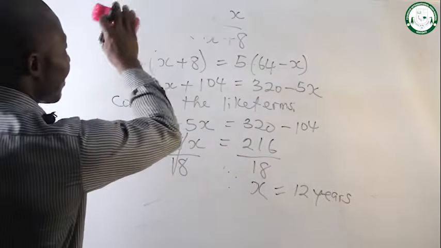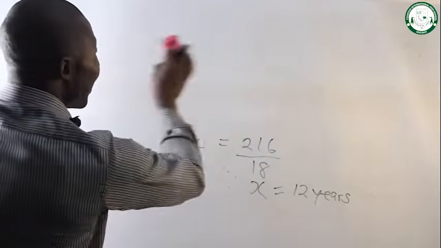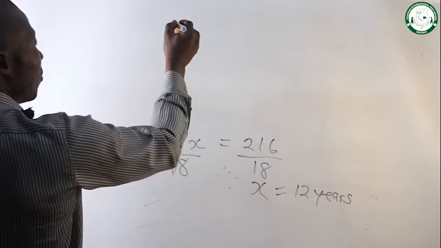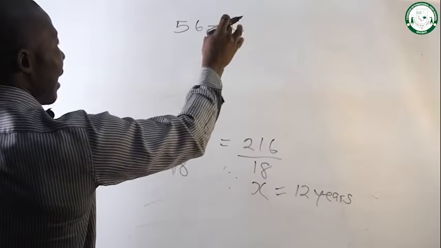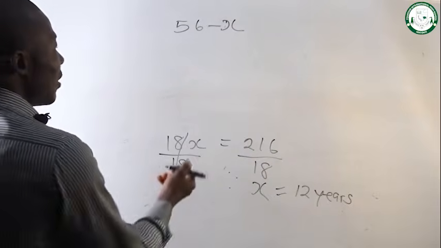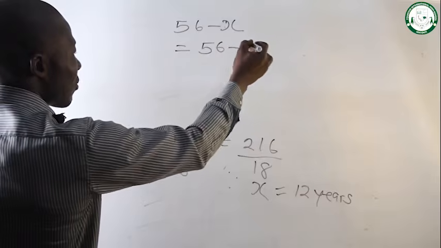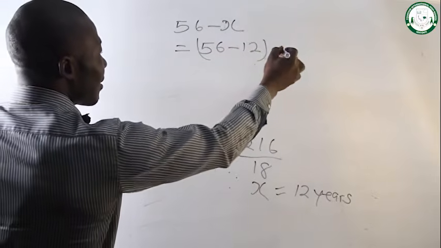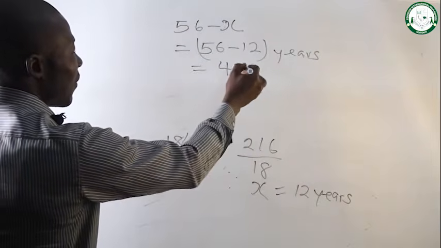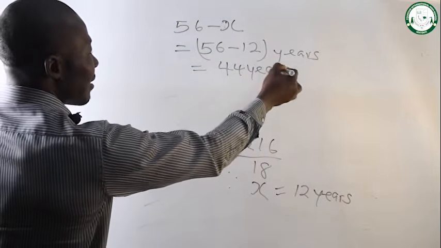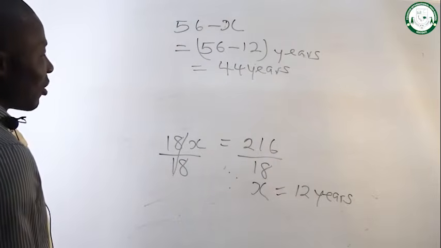Now let's get the father's age. Don't forget, at the initial stage, we declared the father's age to be 56 minus x, and we've gotten our x to be 12, which will give us 56 minus 12 years. You agree with me that this one will give us 44 years. This is the father's age, the man's age. That's all about question A.